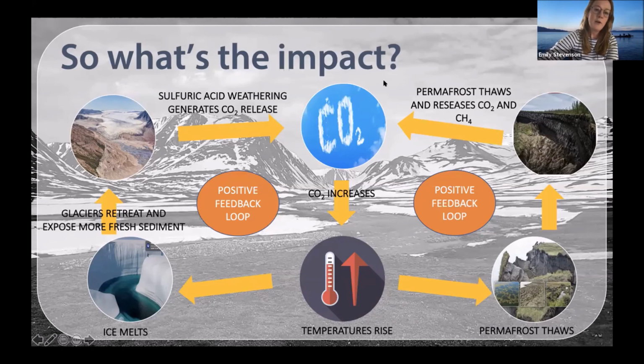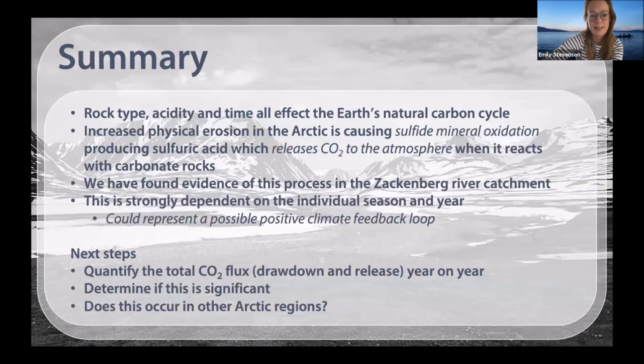The big question though is how much CO2 is actually being released from a small river like the Zackenberg River. And these are still calculations that we need to make. But I think that if this process is happening widespread throughout the Arctic, this is quite a big finding, because it means that as we're warming, we're actually adding more CO2 from our natural carbon cycle back into the atmosphere, which is potentially causing this feedback loop. Again, this isn't completely set in stone yet, and we still have some more calculations to make, but that's what it's hinting at.